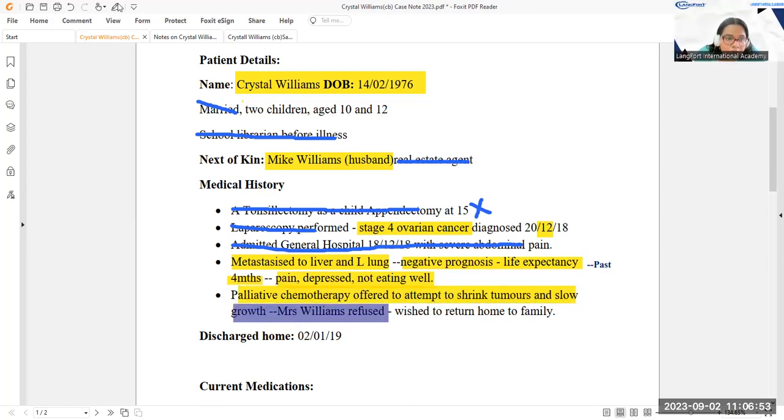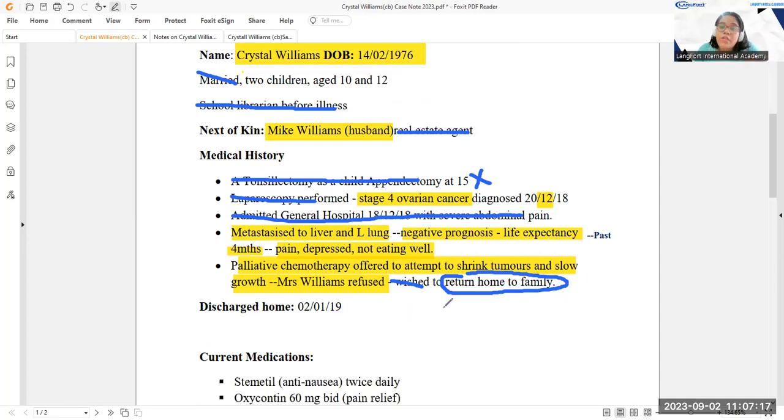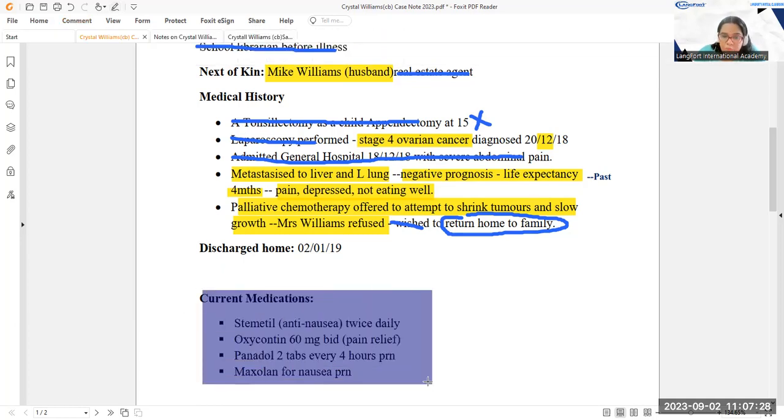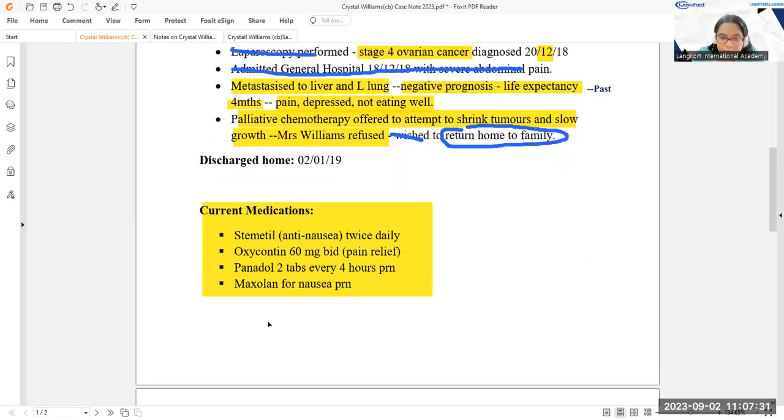Now, I want you guys to focus here. What about this one? Wished to return home to family. Should I write this in my letter? Wished, not required. You can say returned home, but you don't need to say wished, because in December she wished and later on she went home. You can just say she returned home to family. And of course, I need to include her current medication, because the reader is going to take care of the patient, so they need to know what medication she's taking right now.